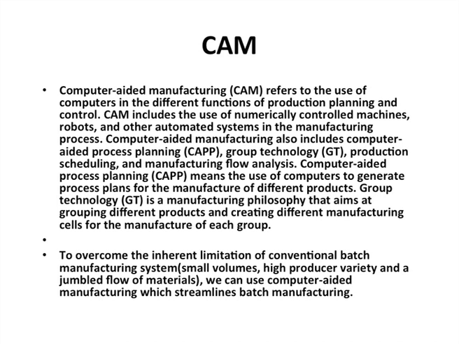Group technology is a manufacturing philosophy that aims at grouping different products and creating different manufacturing cells for the manufacture of each group. To overcome the inherent limitations of conventional batch manufacturing systems, that is small volumes, high product variety and a jumbled flow of materials, we can use this CAM with streamlined batch manufacturing.